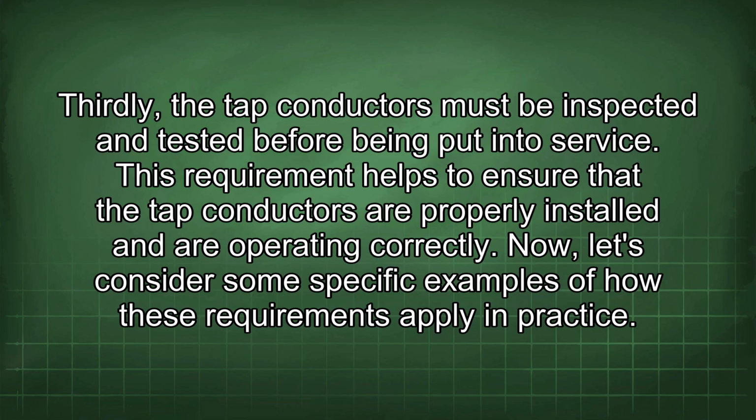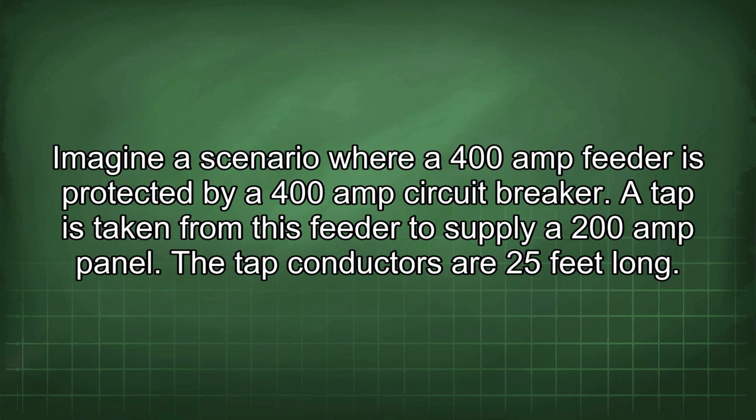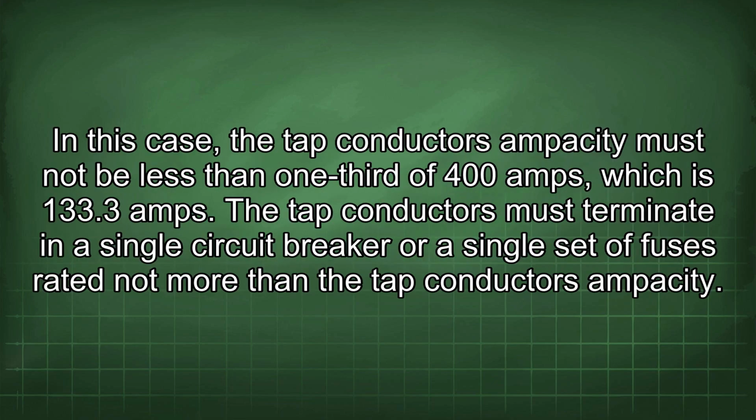Now let's consider some specific examples of how these requirements apply in practice. Imagine a scenario where a 400 amp feeder is protected by a 400 amp circuit breaker. A tap is taken from this feeder to supply a 200 amp panel. The tap conductors are 25 feet long. In this case, the tap conductor's ampacity must not be less than 1/3 of 400 amps, which is 133.3 amps.